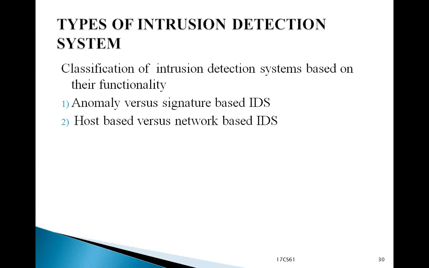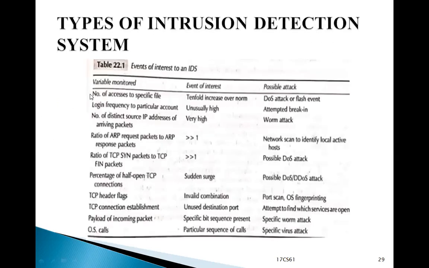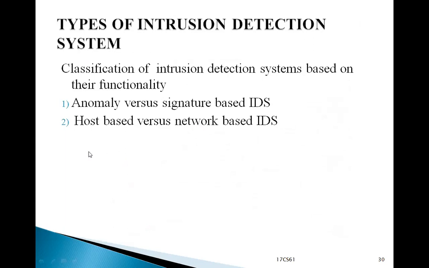So in the previous slide, the first six conditions are examples of what an anomaly-based IDS would monitor: the number of accesses to a specific file, then login frequency, the number of distinct source IP addresses of arriving packets, the ratio of ARP request packets to ARP response packets, and the ratio of TCP synchronize packets to TCP finishing packets. So all these are examples of what an anomaly-based IDS is going to monitor.